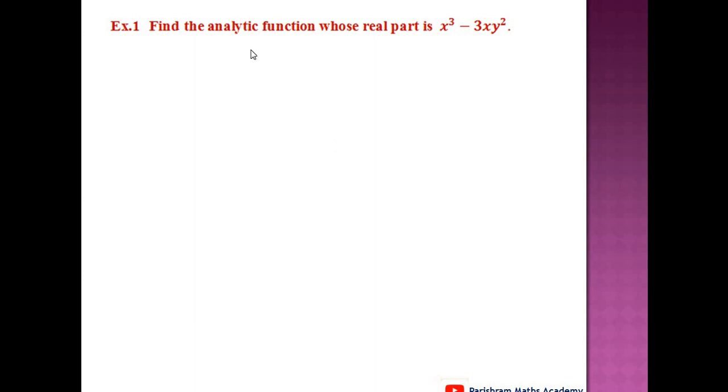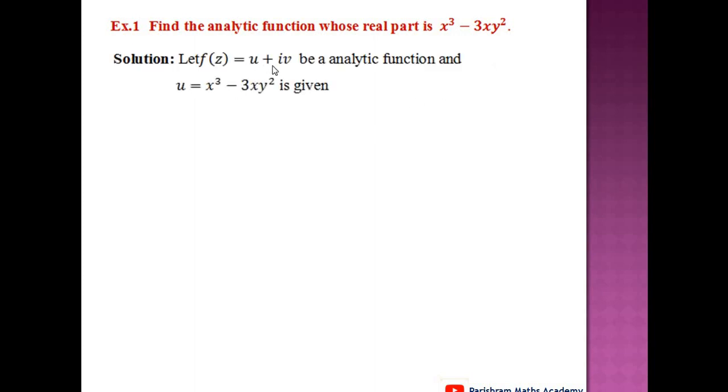Example, find the analytic function whose real part is x cube minus 3xy square. Solution, let f of z equal to u plus iv be an analytic function and u equal to x cube minus 3xy square is given, that is, the real part is given. Now u is given, and therefore ux equal to 3x square minus 3y square, derivative of x cube is 3x square, derivative of 3xy square with respect to x is 3y square. And the derivative of u with respect to y, the derivative of the first term is 0, the derivative of y square is twice y, and therefore minus 6xy.